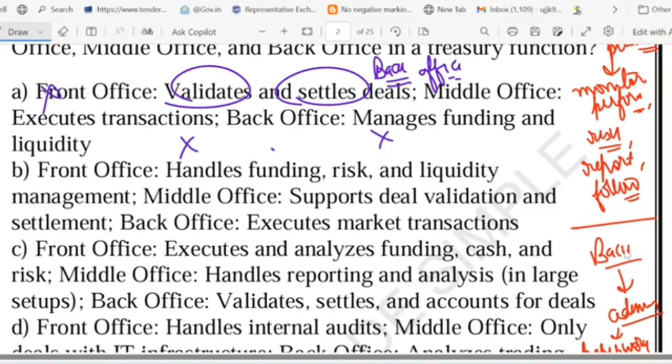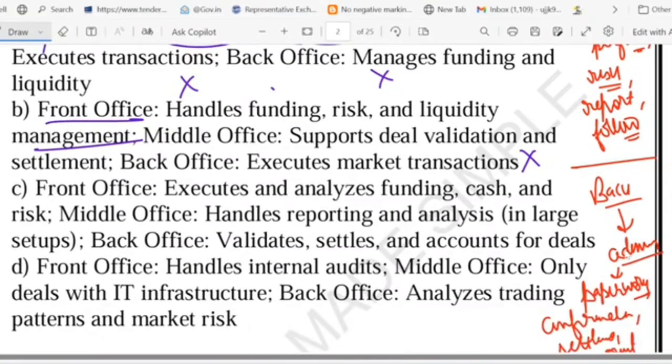Option number B. In the case of option B, handling funding risk is partially correct. Yes, the front office role is partially correct, but back office they are saying executes market transactions. No, that is wrong. Back office never executes market trades. That is a front office job. So option B is also wrong.